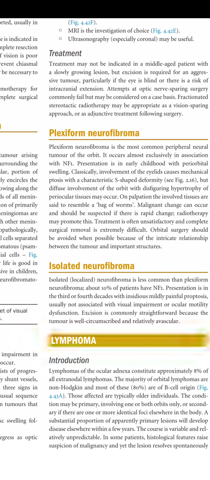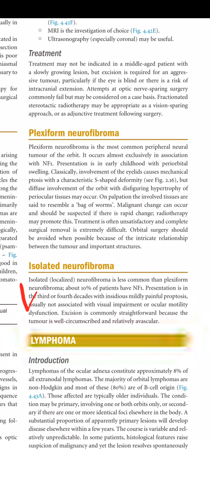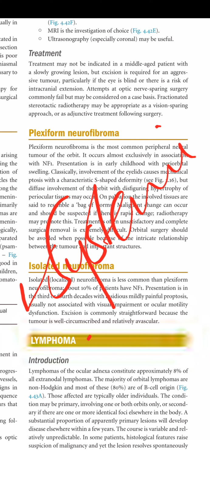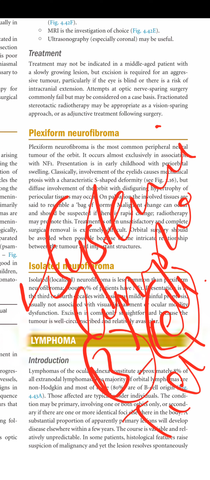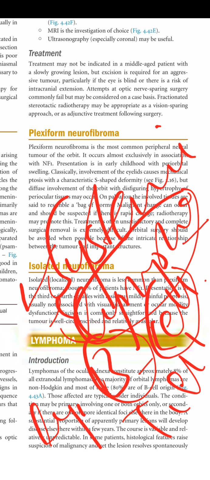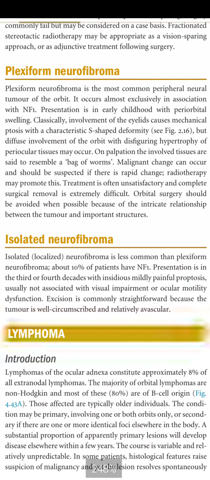So next is the lymphoma. Lymphoma is a common tumor, but it is usually associated with a systemic lymphoma. We have B cells and T cells, and there is a B cell proliferation usually in a case of lymphoma. It is a systemic disease. There will be lymph node enlargement, but when it occurs in the eye, it is called orbital lymphoma.